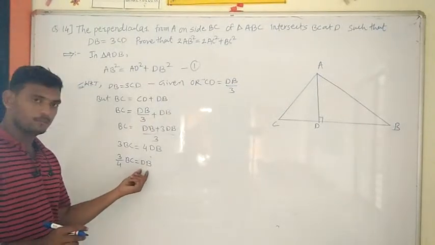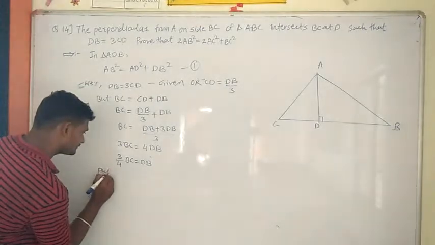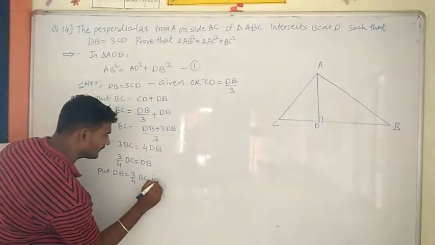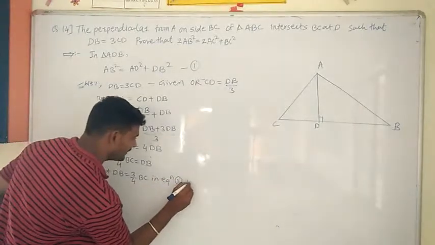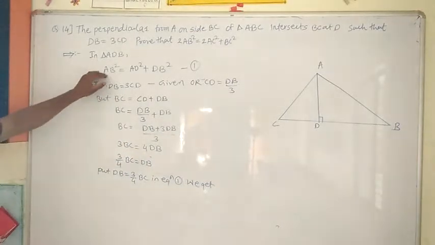Now put this value, put the DB value in equation number 1. Put DB is equal to 3 by 4 times BC in equation 1. We get, see here, after putting the value of DB in equation 1, what will we get?